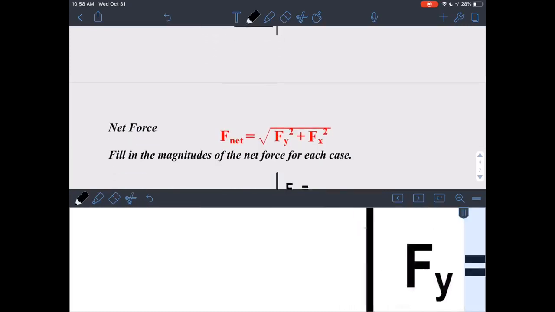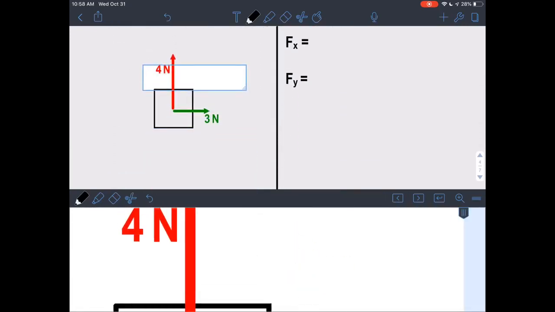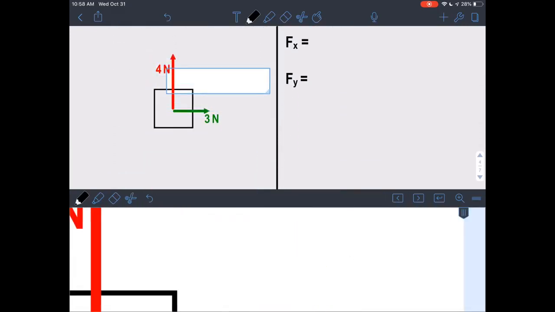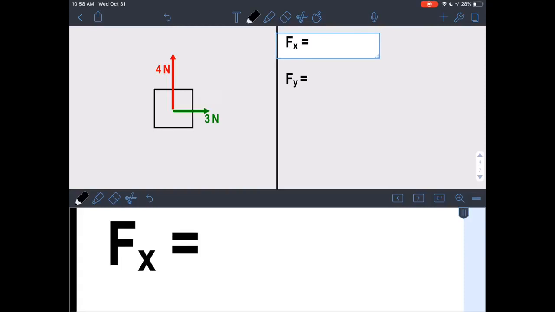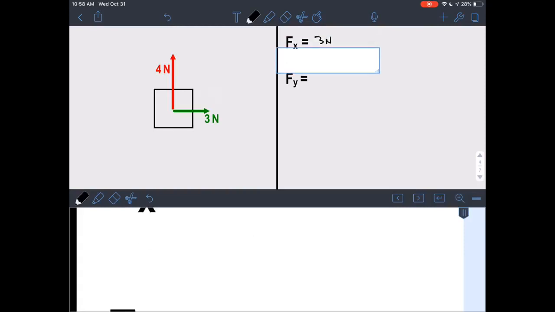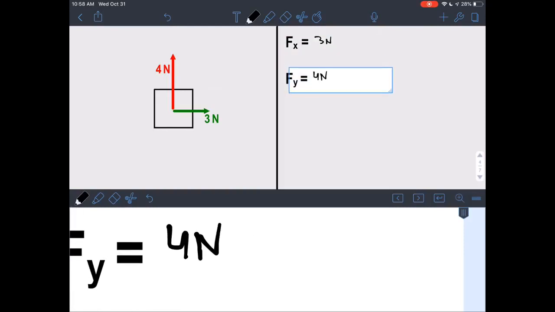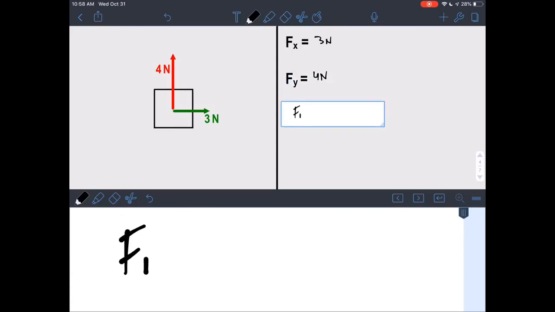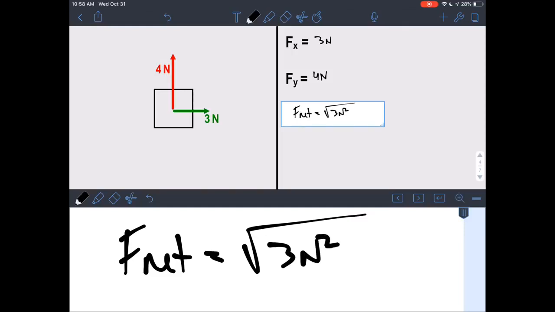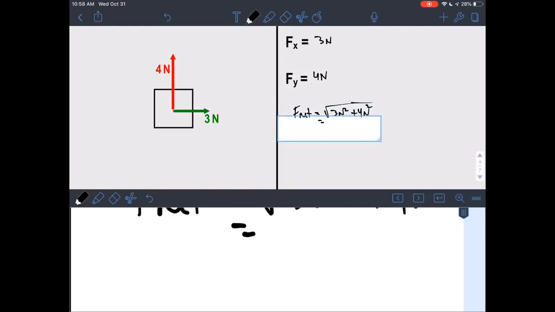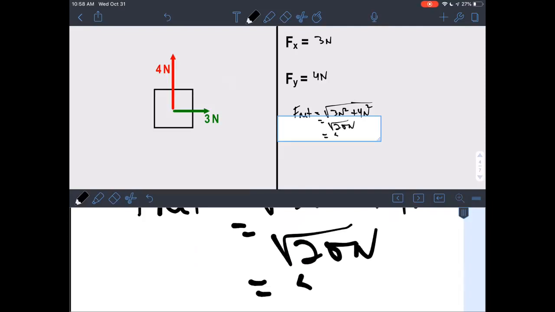Okay. Next one, we've got 4 newtons up, 3 newtons to the right. So our Fx is 3 newtons. Our Fy is 4 newtons. So our F net is going to be the square root of 3 newtons squared plus 4 newtons squared, which will get us the square root of 25 newtons, which is 5 newtons.